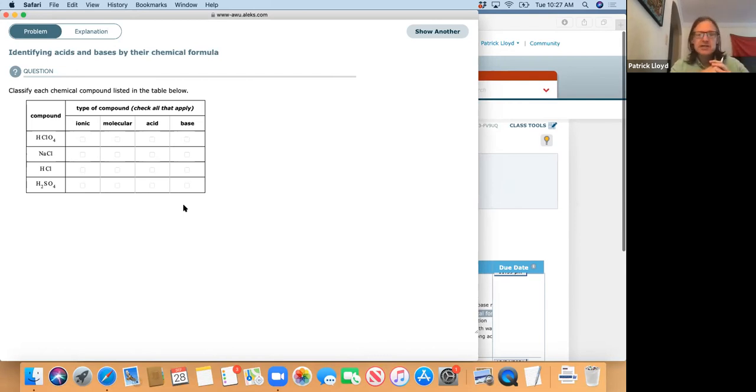Classify each one in the table. So it's either going to be an ionic, a molecular, an acid, or a base. Now, something could be ionic and a base as well. Something could be molecular and an acid as well. So I'll talk about that in a moment. Okay, so take a look at the formula.